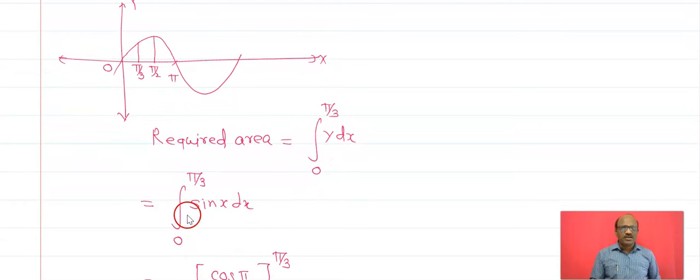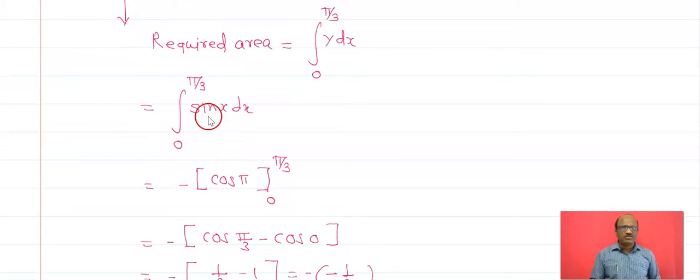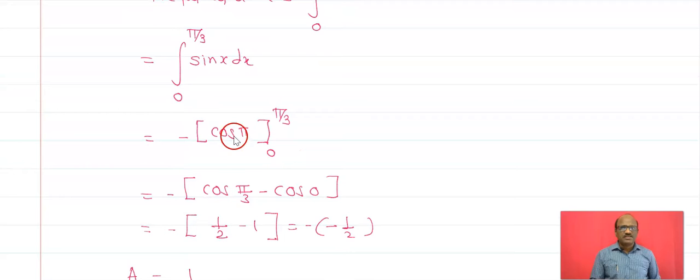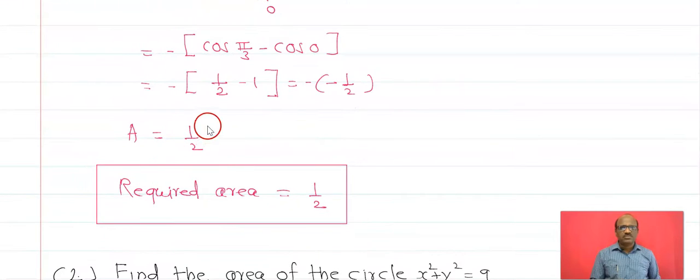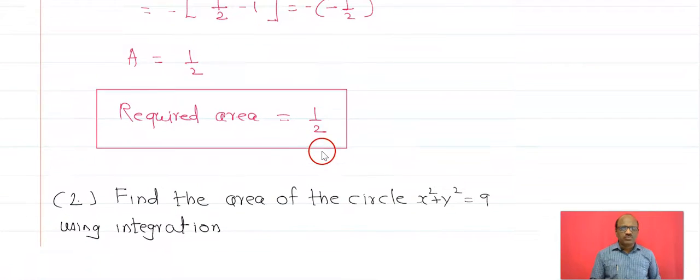What is the value of y? It is sine x, and the integral of sine x is minus cos x from 0 to pi by 3. That is minus cos of pi by 3 minus cos 0. But what is the cos of pi by 3? Cos 60 is 1 upon 2 and cos 0 is 1. That is 1 upon 2 minus 1, that is minus half, and again here is a minus sign. Minus minus will become plus, and that's why A is equal to 1 upon 2. Required area is equal to 1 upon 2.